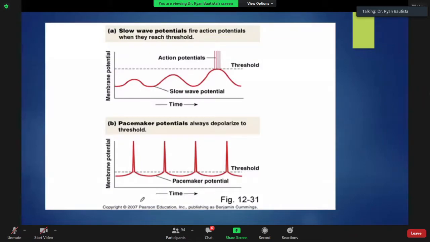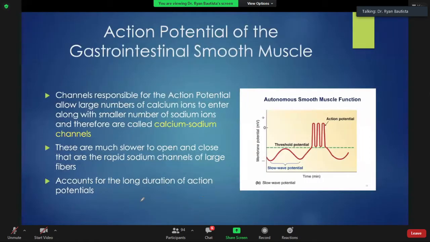As you can see, sodium comes in and out of your interstitial cells of Cajal, and then you will have a stimulus at the top of that wave, and then you will have what we call your action potential. What are those stimuli? It can be due to acetylcholine, it can be due to the stretching of your GI tract. Okay, so again, there are your calcium channels. Channels responsible for the action potential allow large numbers of calcium to enter along with smaller numbers of sodium, and are therefore called calcium-sodium channels. So what are those, Dr. Bautista?